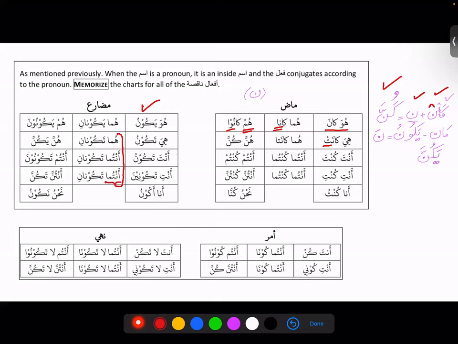Hunna becomes yakunna. How does it become yakunna? Again we go to yakunu, and then we need to add nun niswa. We need to give a sukun over here. Do we already have a sukun? Yes, we do, because the waw has a sukun. So again, two sukuns are together. So we are going to drop this waw, and we have two nuns. For two nuns, we give a shadda, and it becomes yakunna.